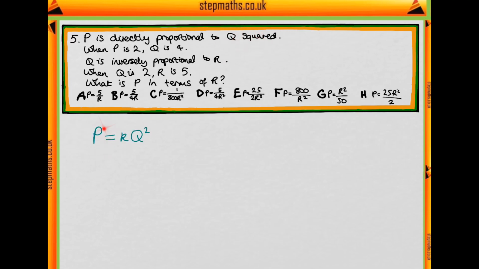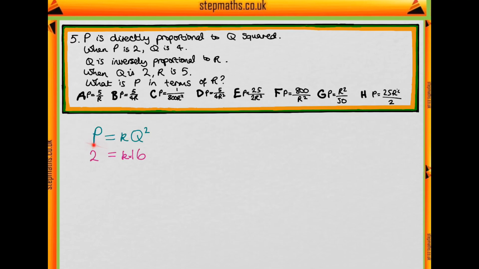Well, it means that P is equal to some multiple K of Q squared. So the K is our proportionality constant. It means that P is not just equal to Q squared, it's equal to some multiple of Q squared. And now what we can do is use the fact that we have a case here when P is 2, then Q is 4.